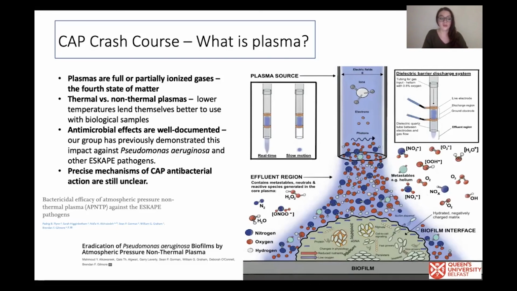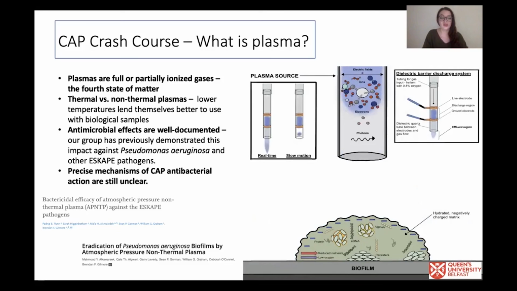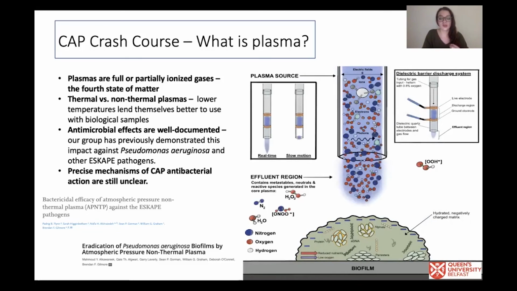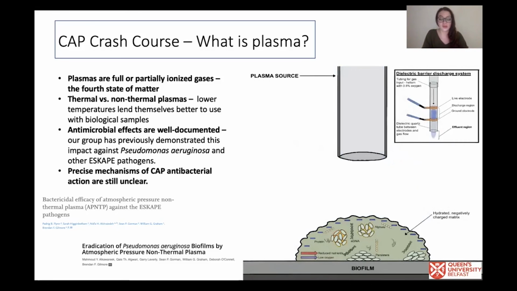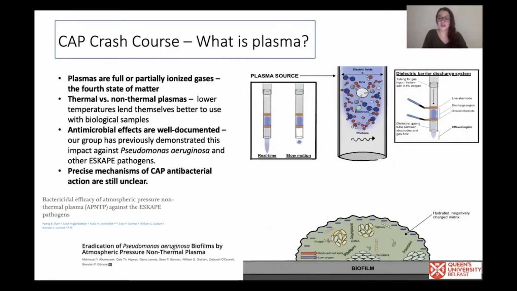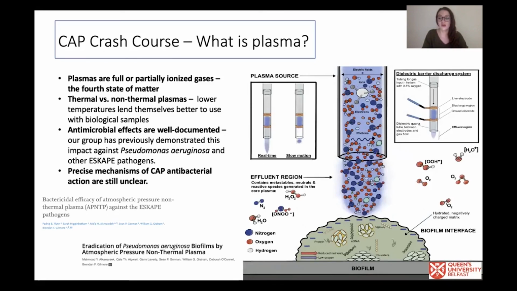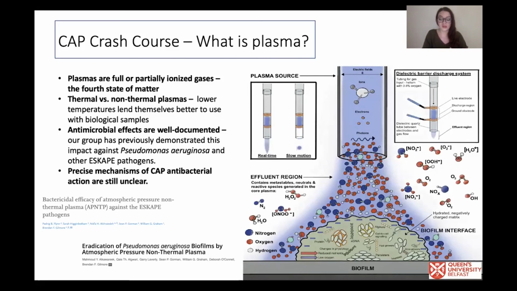plasma medicine, with recent work from our group demonstrating the potential of CAP for the efficient eradication of key pathogens with growing multi-drug resistance profiles such as Pseudomonas aeruginosa and the broader ESCAPE cohort. However, significant gaps exist in our understanding of the precise mechanisms of the antimicrobial action of CAP, which brings me to my work.